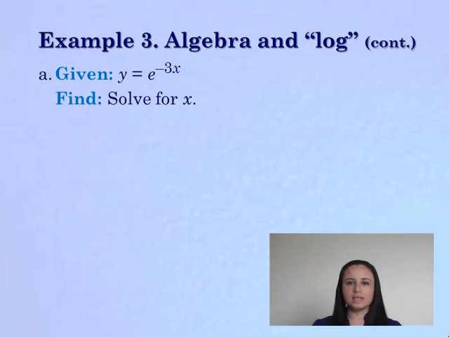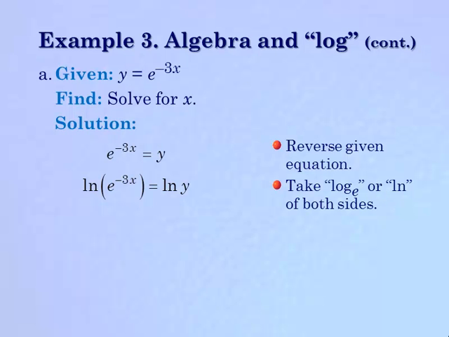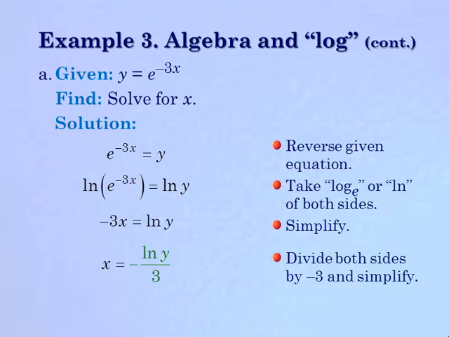So how about a second example here? We're given y is equal to e to the negative 3x power, and we have to solve for x. Again, let's reverse the equation so that x is on the left side where we'd like it to end up, and take the log base e, or the natural log, of both sides. This, of course, will undo the exponent here, and it'll come down to negative 3x. And on the right side, we just have the natural log of the variable y. And we divide both sides by negative 3, and x will equal the negative of the natural log of y over 3.